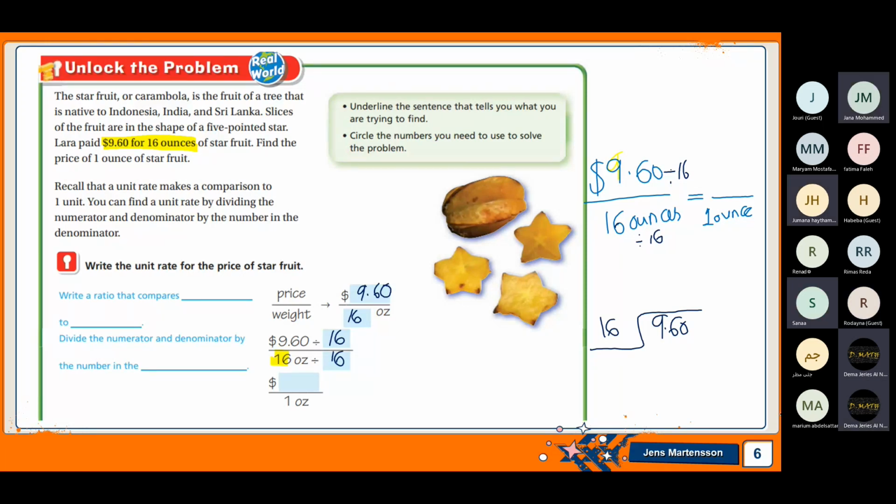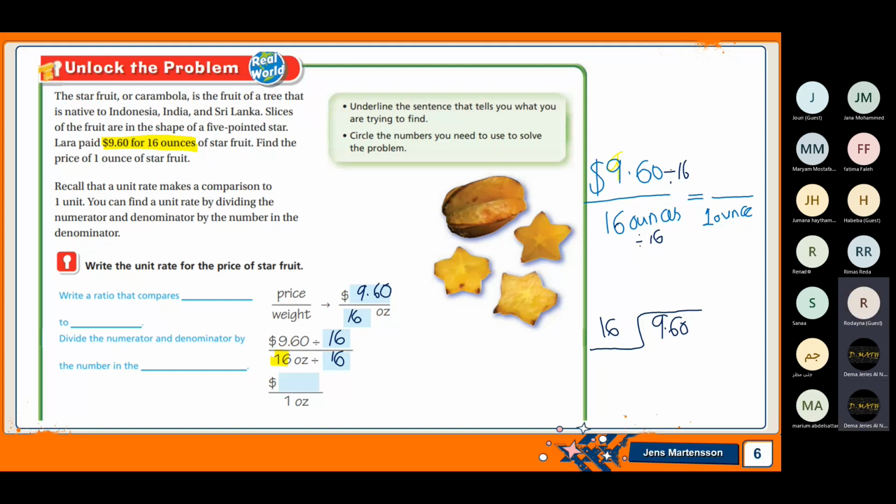Okay, so not 16 divided by 9.60. Who's talking? Who's answering? Yes, said Rudaina. Me, Rudaina. Hala, who did I tell to answer? Rudaina. Who's talking with Rudaina? Me. Yes, Rudaina, continue.